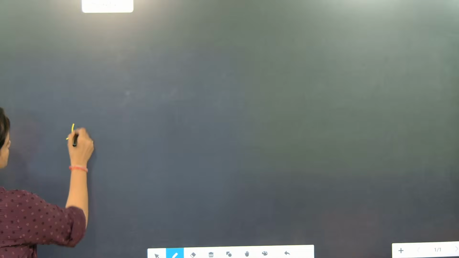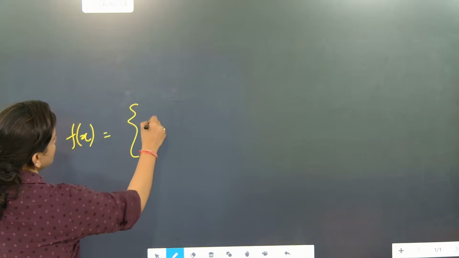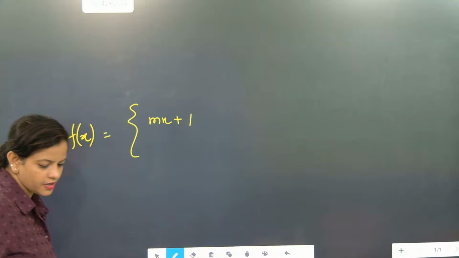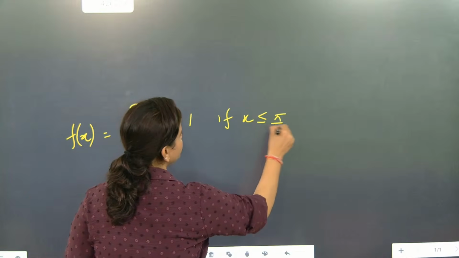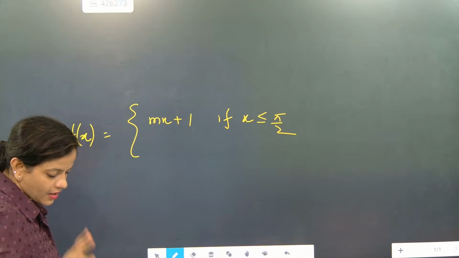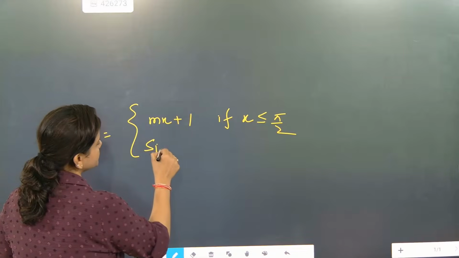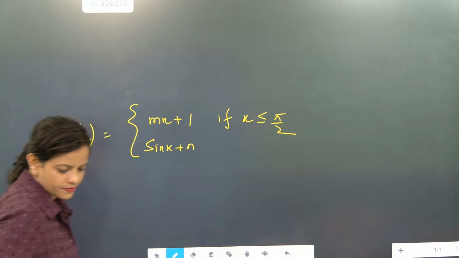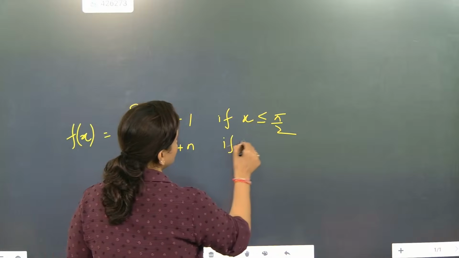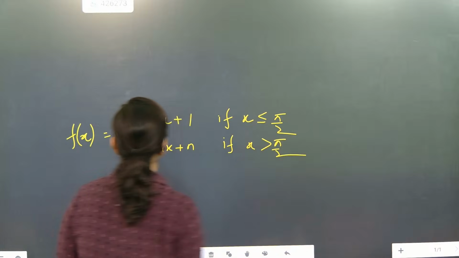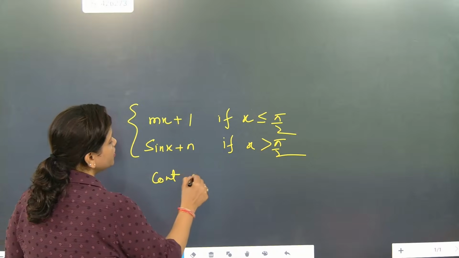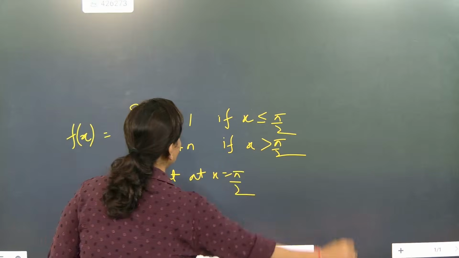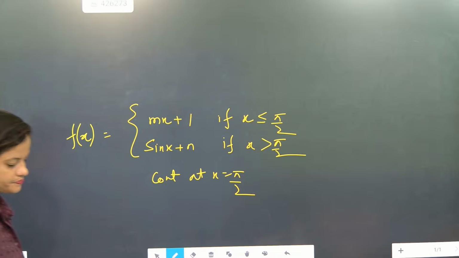Simple method. The question is f of x is equal to mx plus 1 if x is less than or equal to pi by 2. Done. Next part, sin x plus n if x is greater than or equal to pi by 2. We don't know anything. They have given this: it is continuous at x is equal to pi by 2. You have to find m and n.